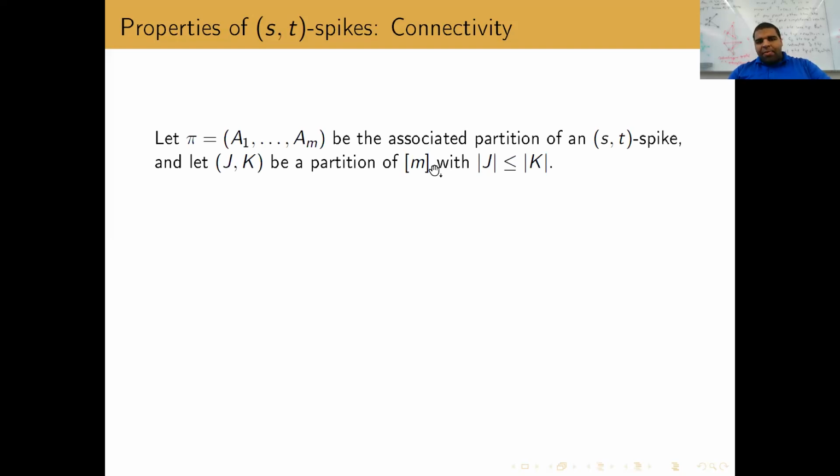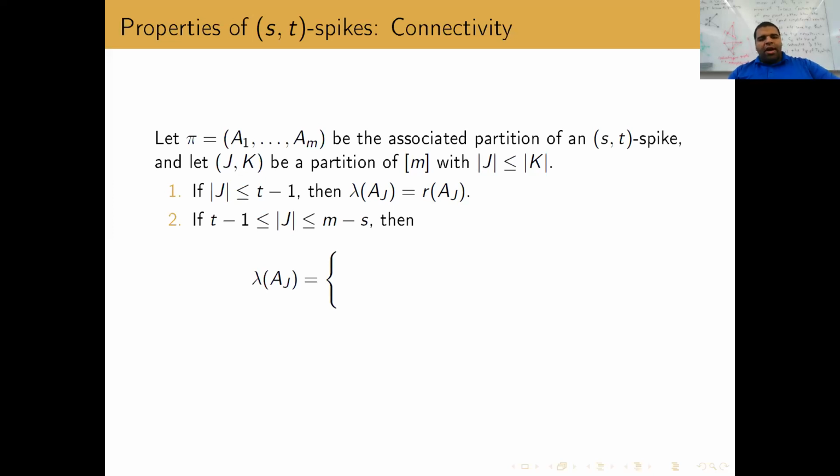And if we have complements of a set in a matroid, then they have the same connectivity function. So we're going to assume that the size of J is less than or equal to the size of K, where J, K is a partition of the integers 1 through M. And it so happens that if the size of J is at most T minus 1, then the connectivity function is going to be equal to the rank function there.